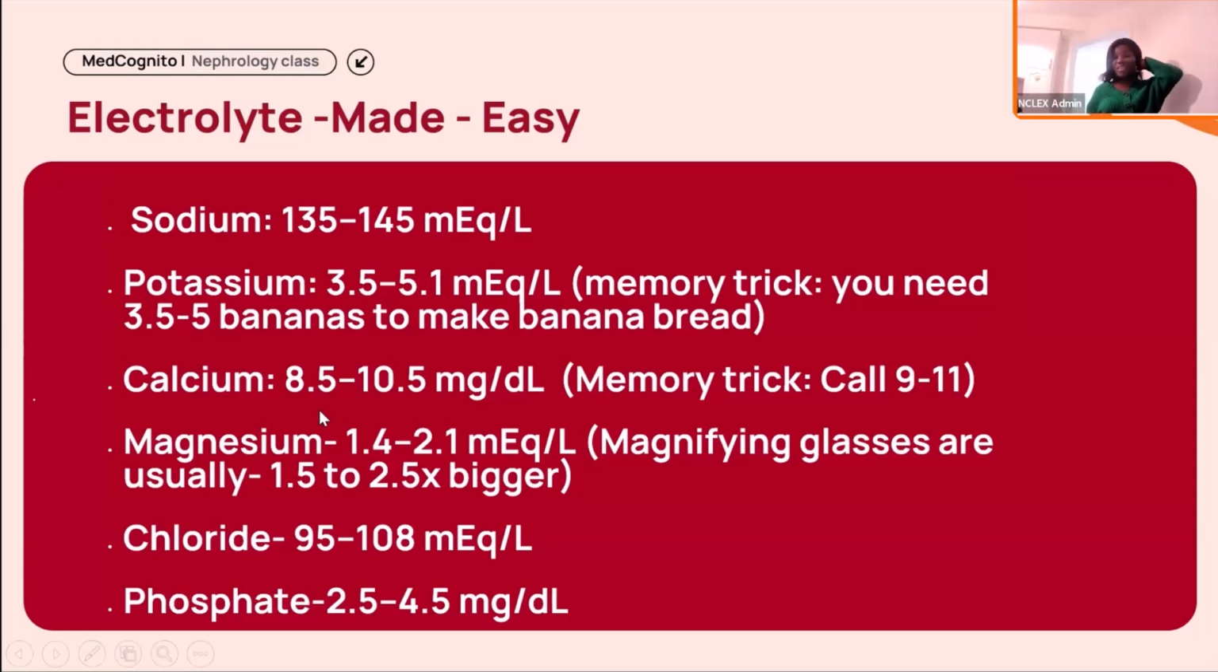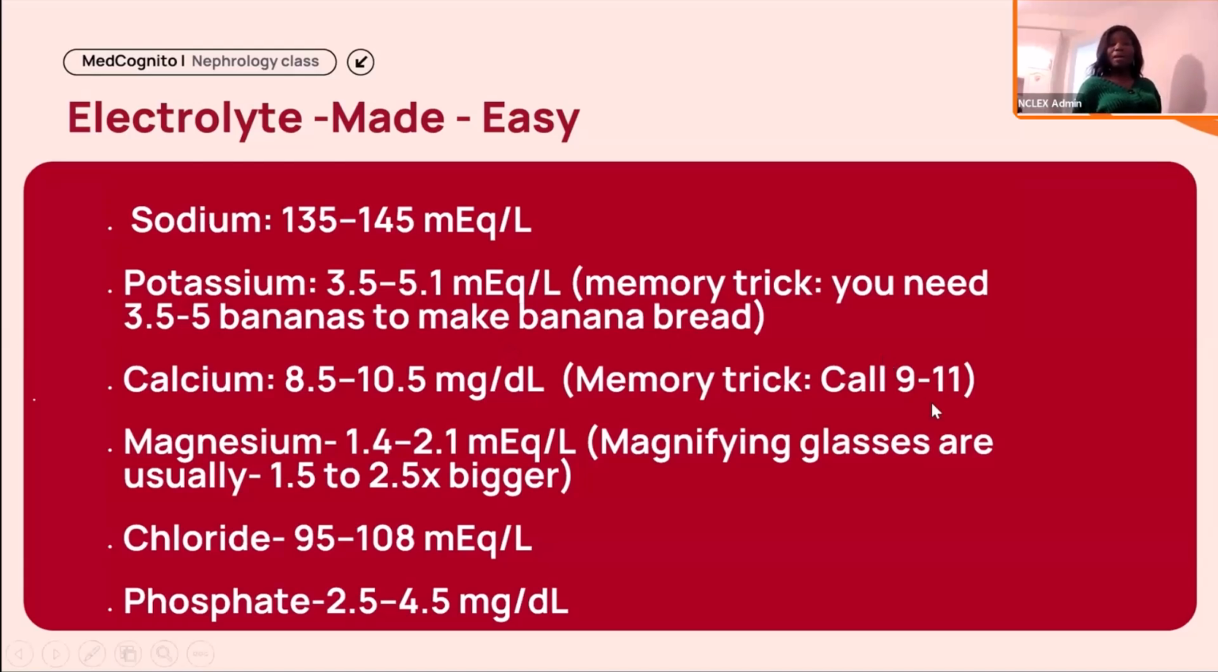Calcium, the memory trick here is call 911. Anytime I see calcium, I'm going to call 911. So the 911 is 9 to 11. You know that it's around 9 to 11, so it's going to be 8.5 to 10.5. That is the reference range for calcium.